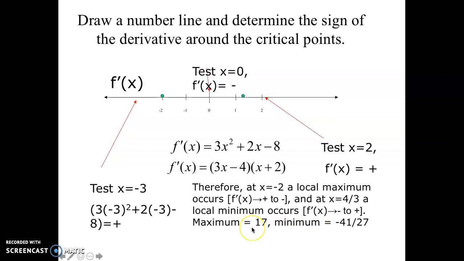Again, we can do those on a calculator or a computer, or just substitute those values into the original function. So this curve has a local maximum of 17 occurring at x equals -2, and a local minimum of -41/27 at the x value of x equals 4/3.